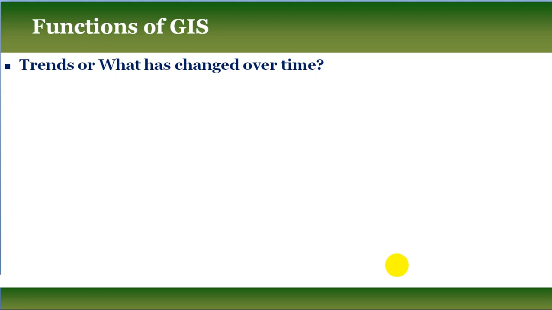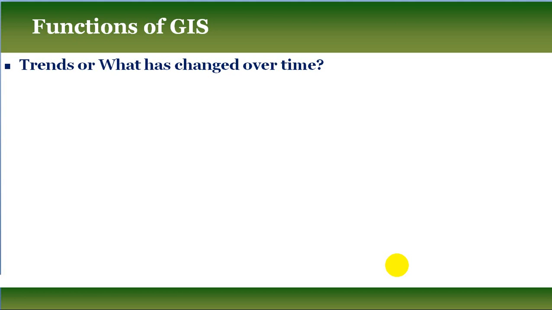So if you want to map or measure this change, then GIS software can also do it on your behalf. But remember that for doing this we need temporal data, or we may also call it timestamp data.